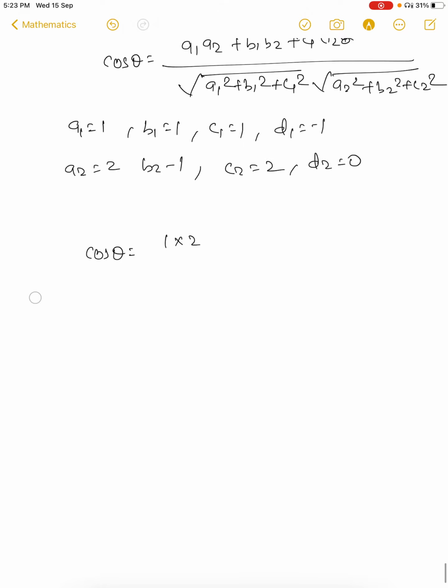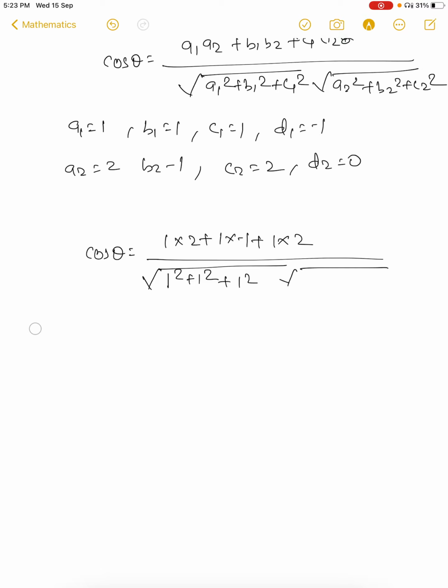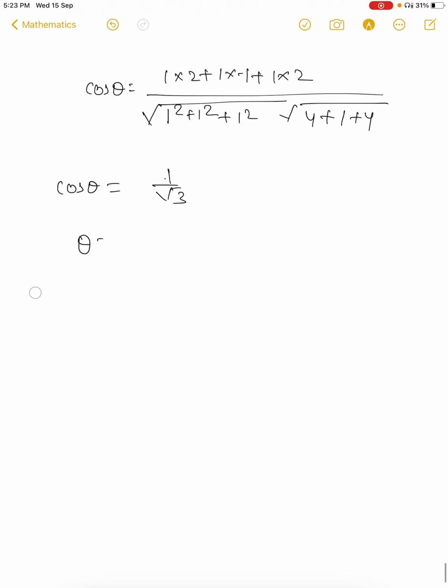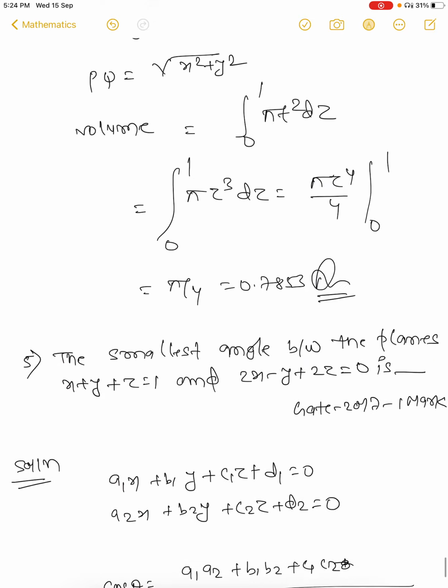So cos theta will be 1 into 2 plus 1 into minus 1 plus 1 into 2, upon root under 1 square plus 1 square plus 1 square, times root under 4 plus 1 plus 4. So overall it will be 1 by root 3 after simplification for cos theta. So theta is equal to cos inverse 1 by root 3, and you will get the answer 54.73 degrees. Okay. Now comes to next question.